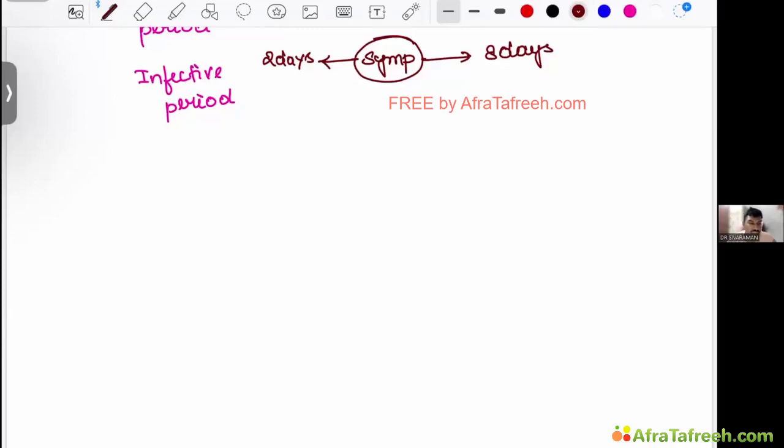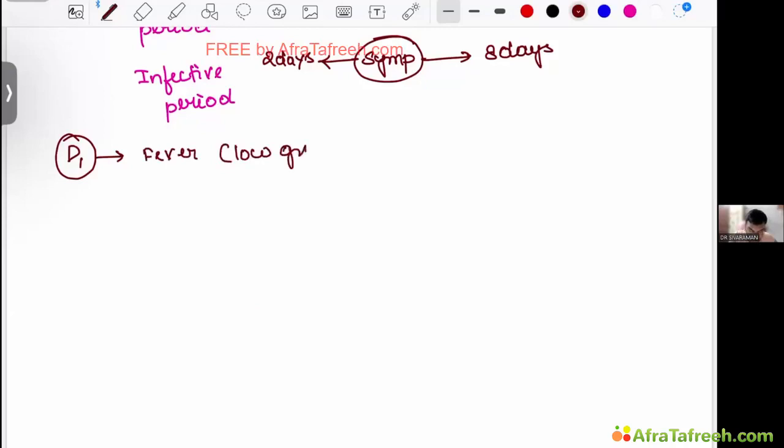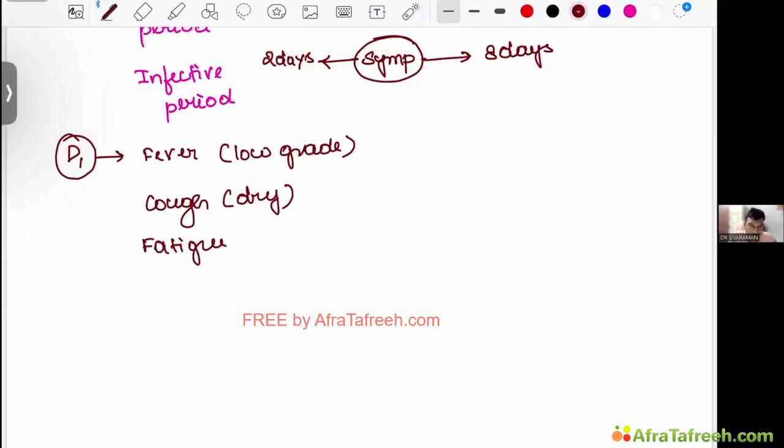So what is the clinical feature? The patient is going to come to you initially in a prodrome phase, where the patient is going to have mild symptoms. On day one, the patient is going to come to you with fever, which is usually low grade, dry cough, and fatigue can be present. This is the primary complaint.